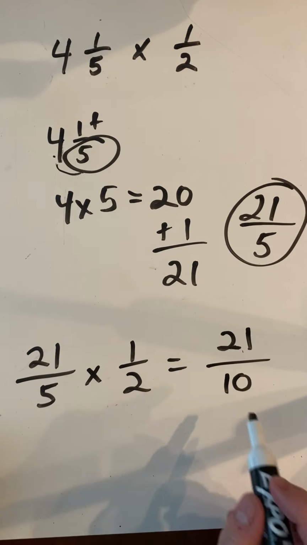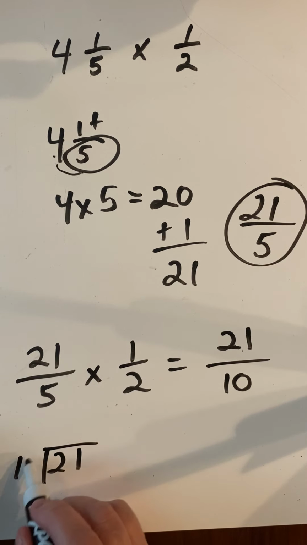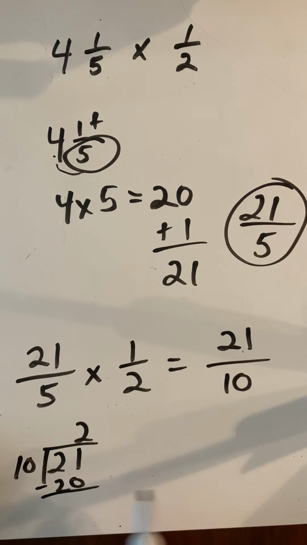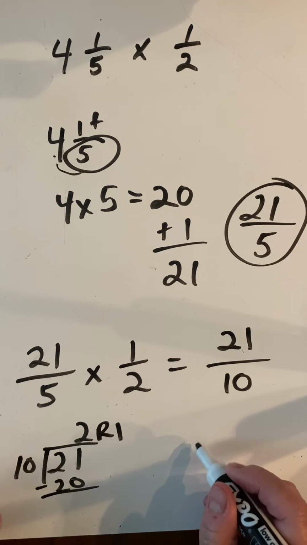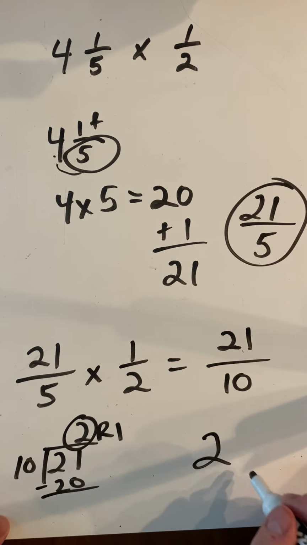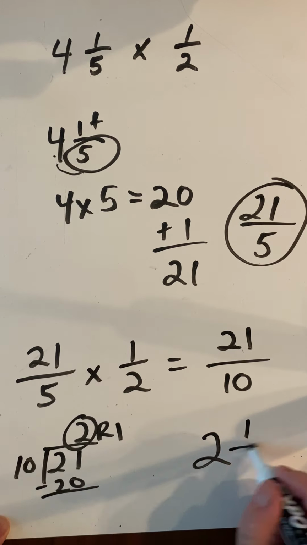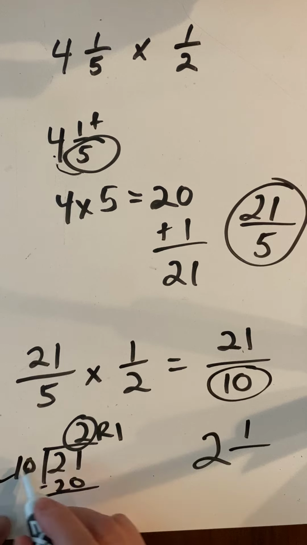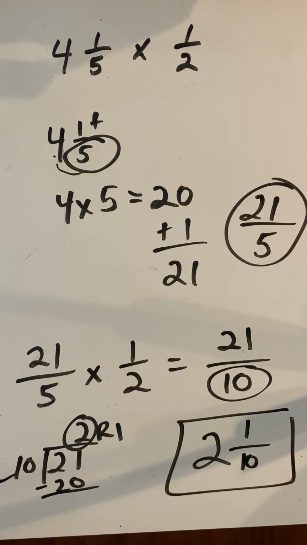So what I'm going to do is take 21 and divide it by 10. 10 goes into 21 2 times. So that gives me a 20, and I have a remainder of 1. So my new number is going to be this 2, this is the whole number. The remainder is the numerator now. And I have the same denominator, which is right here. So 2 1/10 would be my answer here, 2 1/10, and that is simplified.